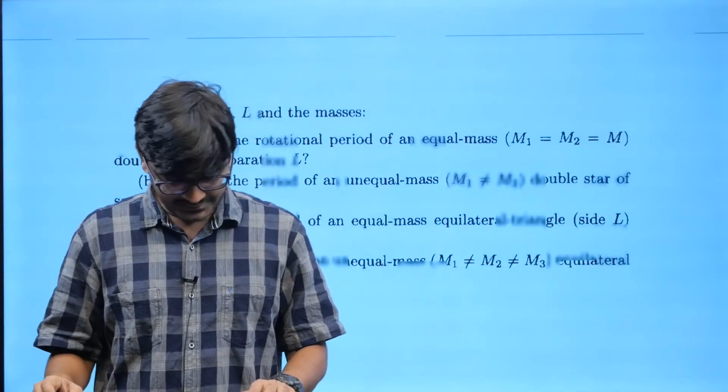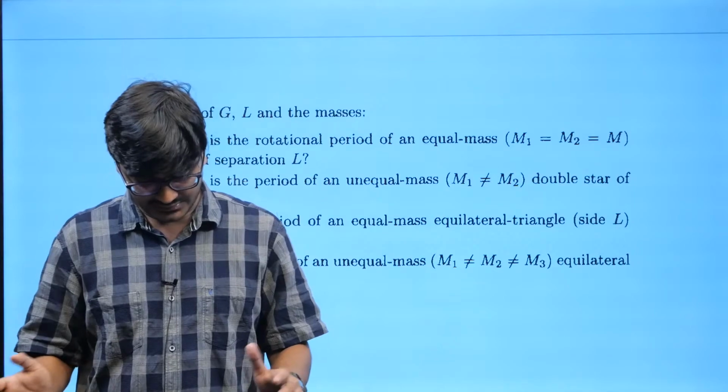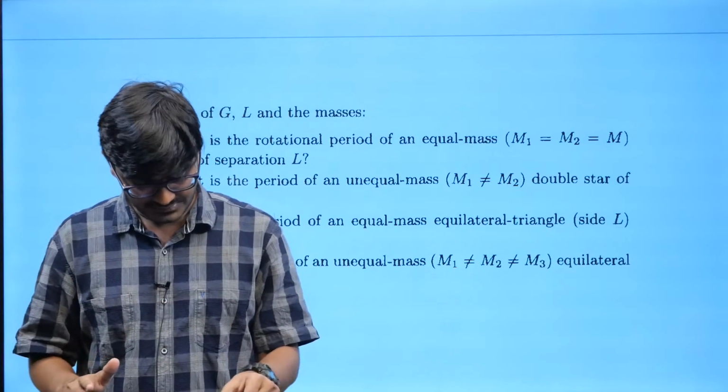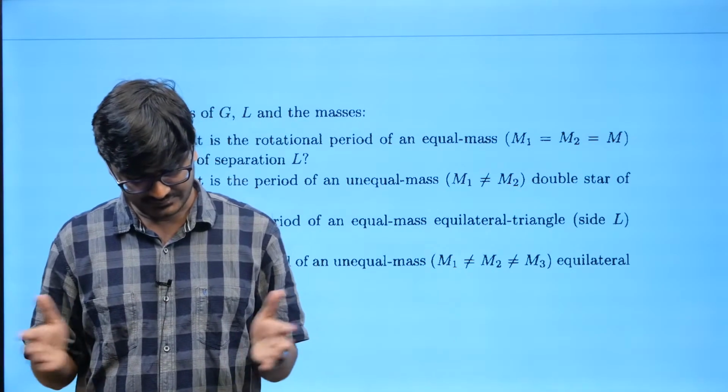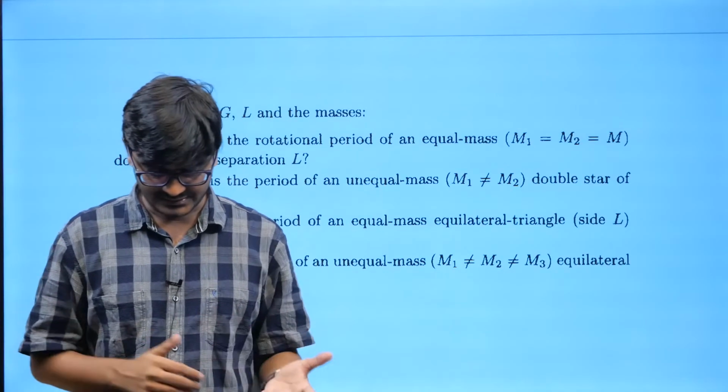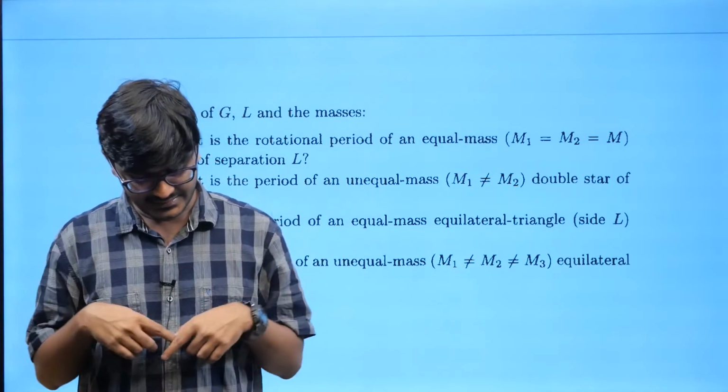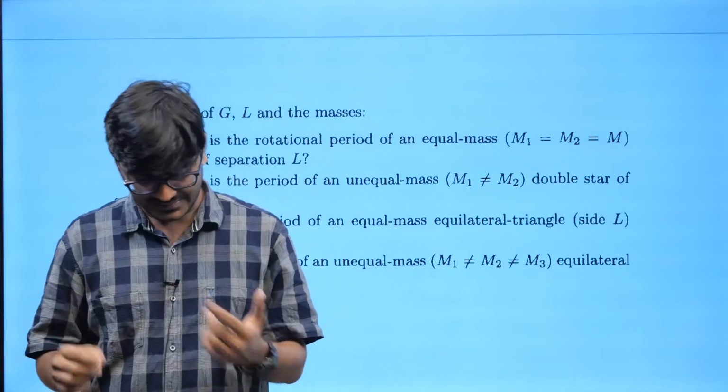The next question goes like, in terms of G, L and masses, what is the rotational period of an equal mass double star where the separation is L, then unequal when the separation is L. Then the third question is equilateral triangle equal masses, then equilateral triangle unequal masses.